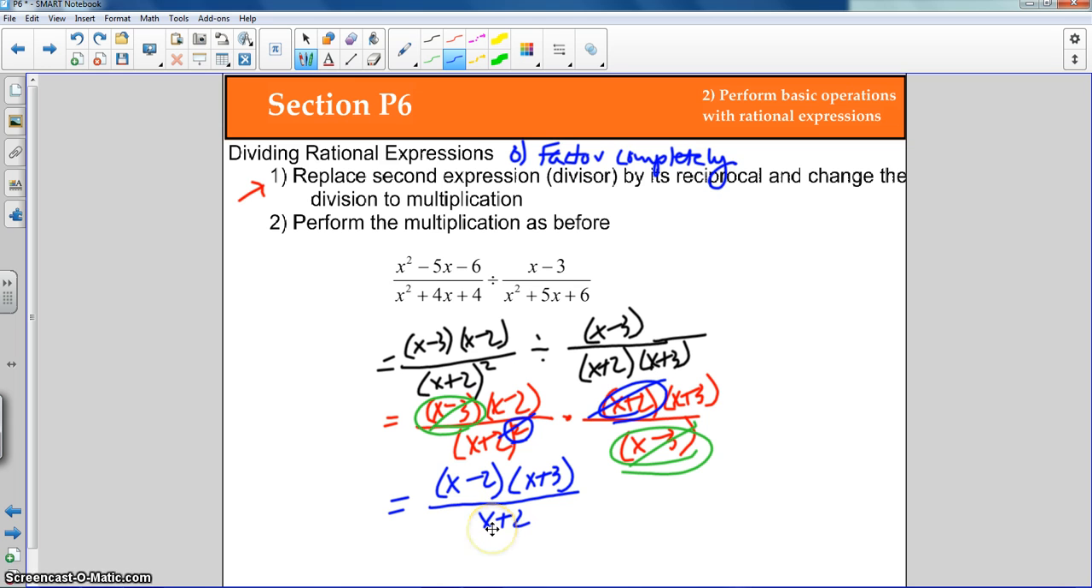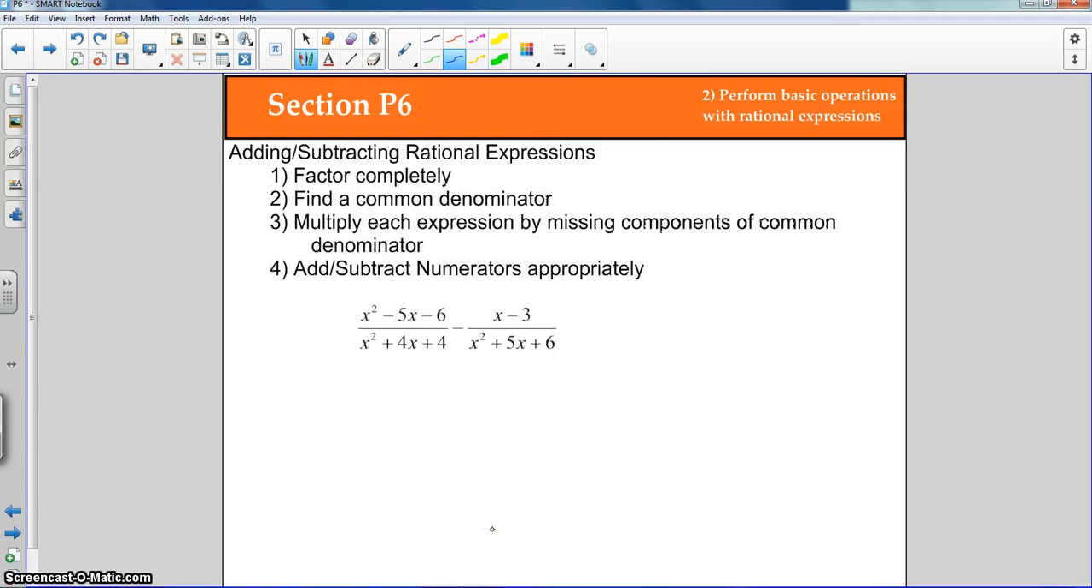Okay? And so then next, and the last example in this video is going to be adding and subtracting rational expressions. So again, what do we do? We begin by factoring. Okay, and then we're going to find a common denominator, multiply each expression by the missing components of the common denominator, and then add and subtract as appropriate. Okay, just like we did with fractions.